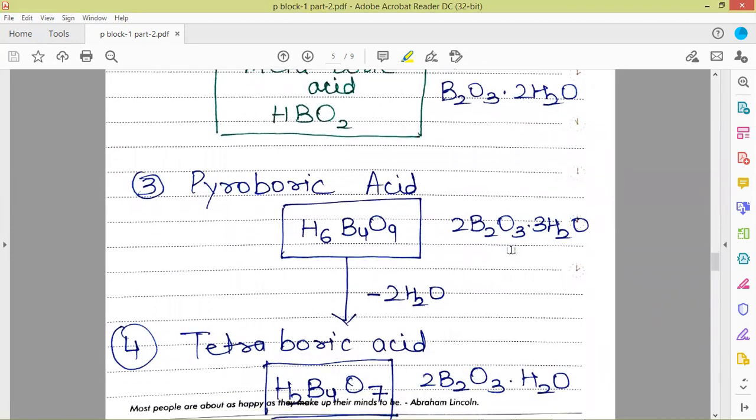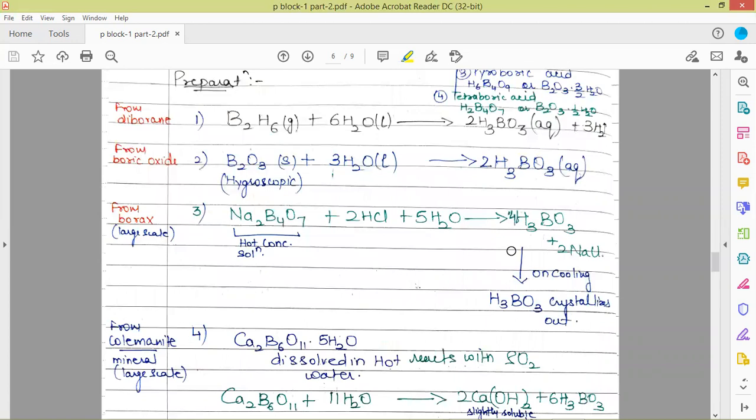Next, we'll be discussing the preparation of boric acid. We'll be discussing H3BO3, that is orthoboric acid, in detail. The first preparation is from the hydrolysis of diborane. As we have discussed, orthoboric acid is obtained whenever we hydrolyze different compounds of boron. So from the hydrolysis of borane, or from the hydrolysis of boric oxide, we get boric acid.